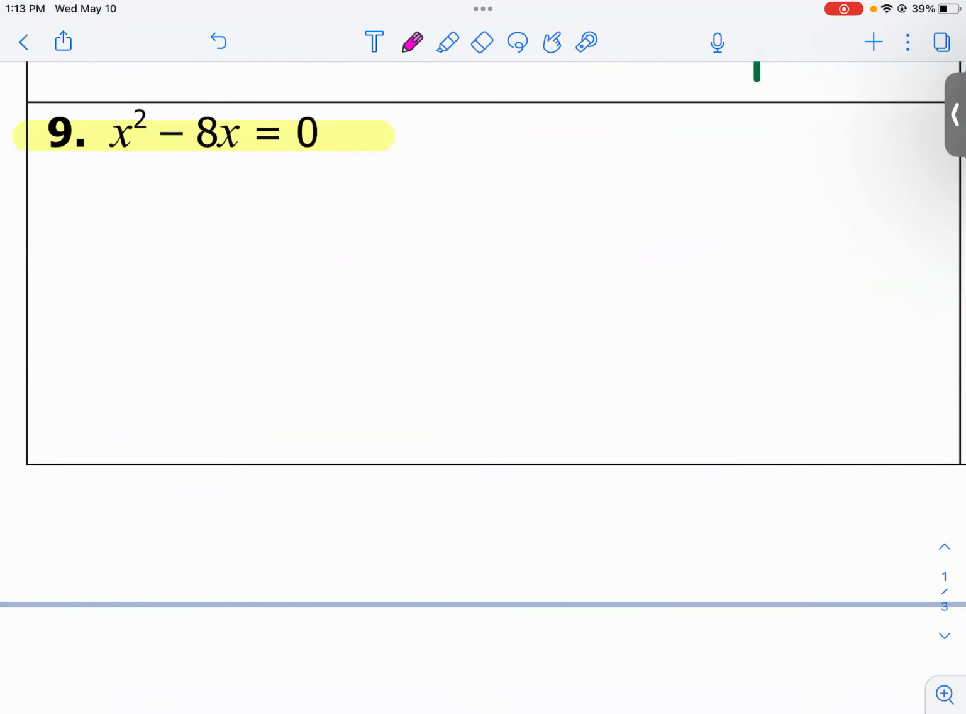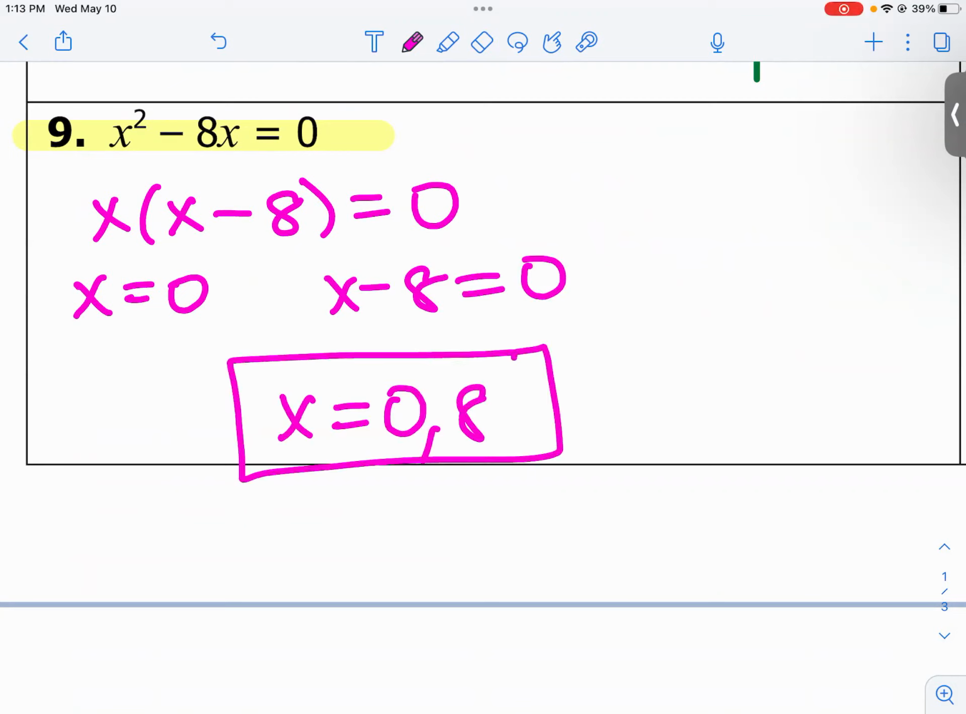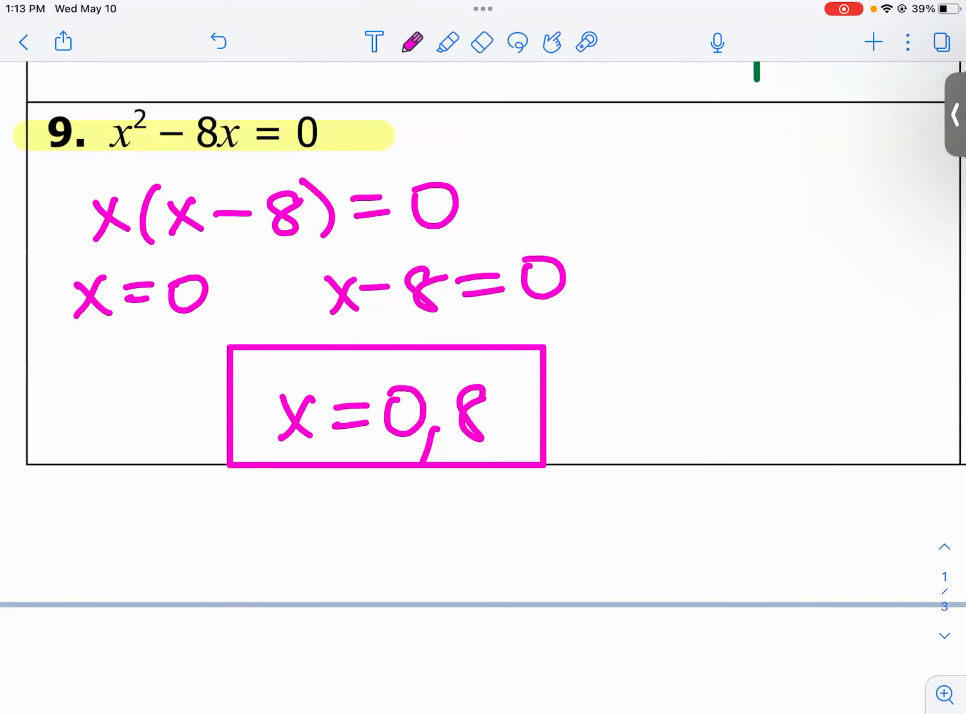Okay, in number 9. This is the one we talked about. Hey, people, there's a GCF. Factor out the GCF. Left over is x minus 8. So if we set each of these equal to 0, we get x equals 0 and positive 8. You still need 2 solutions here. Some of you forgot about x equals 0.